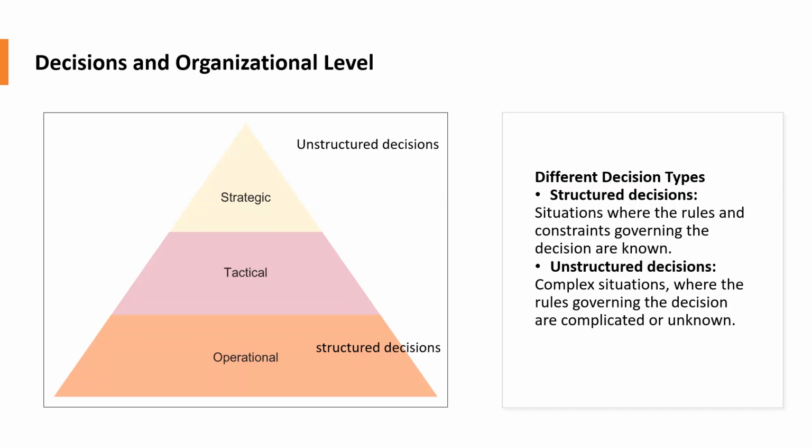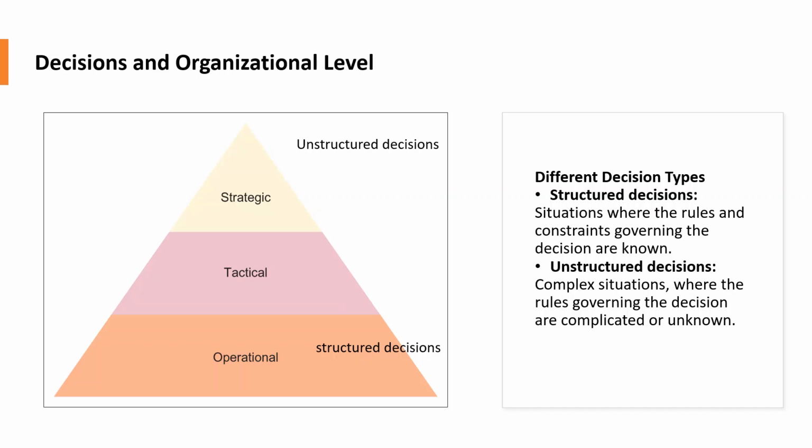Why? Because at the top level, management at the strategic level, where we have the CEOs, the top level managers, they depend on information both from inside the organization and external, and a lot of other external factors. So it is not just a procedure of how things are done. So at the top level, we talk of unstructured decisions.